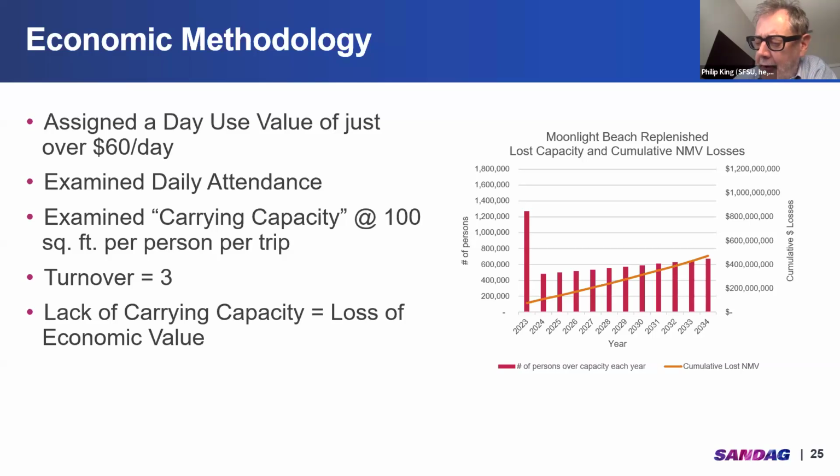So the methodology used in this approach is the same method that I've used elsewhere in California, for example, Hermosa Beach, Manhattan Beach, and currently at Stinson Beach. I applied a day use value of $62 a day based on numerous studies of Southern California beaches. This model also applies the concept of carrying capacity, first developed by the Corps of Engineers and the U.S. Forest Service in the 1950s.